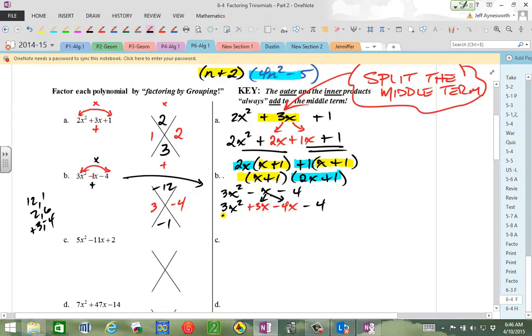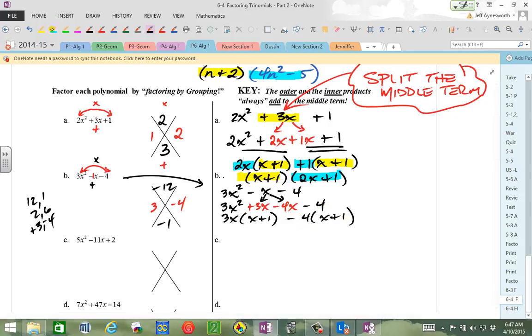Factor out the GCF of 3x. Factor out the negative 4 here. Remember, these binomials are always going to be the same. Always. You can expect that. And you check by distributing back through. Negative 4 times x is negative 4x. Negative 4 times positive 1 is negative 4. See? It works. When you see a binomial in common, factor it out every single time.